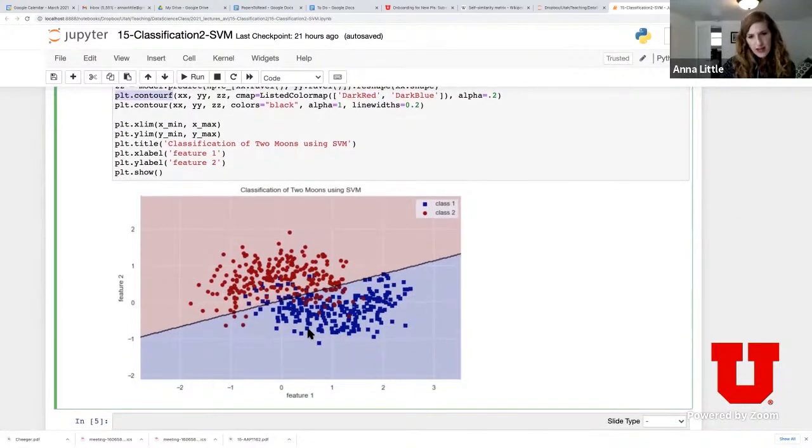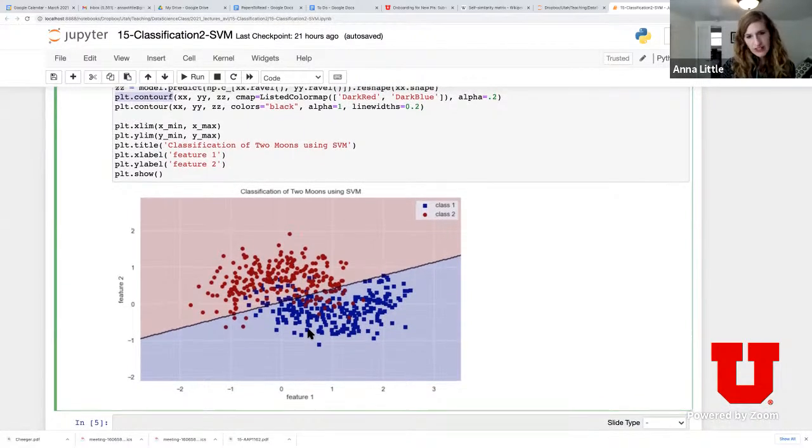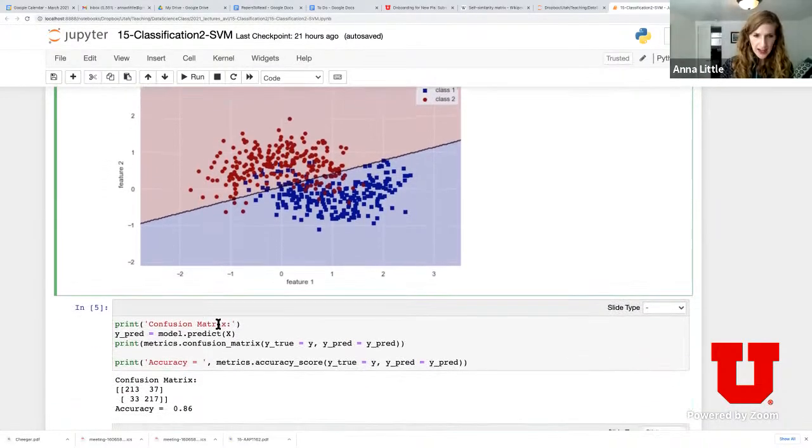Okay, so it's actually not bad. Even though this data set has a highly nonlinear structure, it's still able to cut through it in a way that is somewhat accurate for the data, but we'll see that we can definitely make it better.